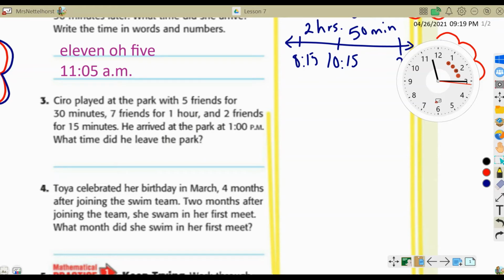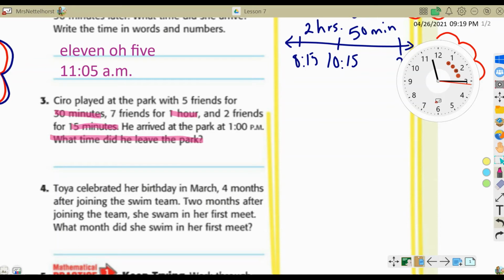So we're going to highlight that. Oops, that's not a highlighter. That is a yellow marker. So let's hit the highlighter. There we go. Pink. We'll use the pink. What time did he leave the park? So we want to know about time. We don't care about the friends. So we want to highlight 30 minutes, 1 hour and 15 minutes.